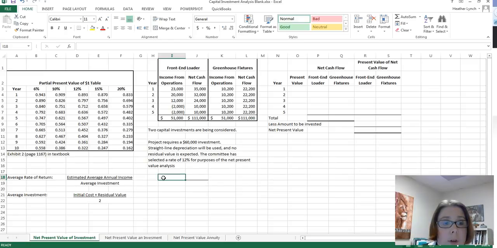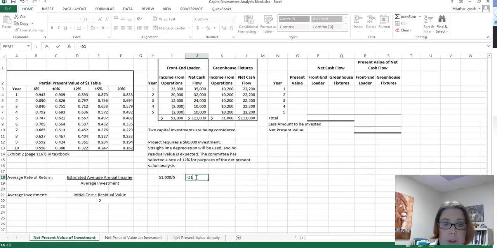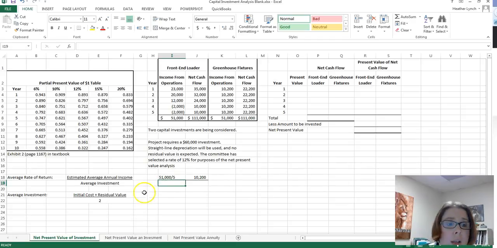Your average rate of return uses your average annual income. Both of them have $51,000. If they did not have $51,000 for each one, we would have had to do each of these separately. So we take the $51,000 and divide it by the 5 years, which gives me $10,200. So that's your average annual income.